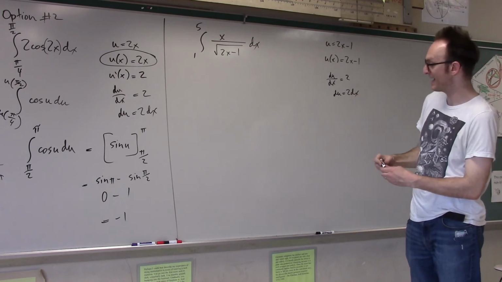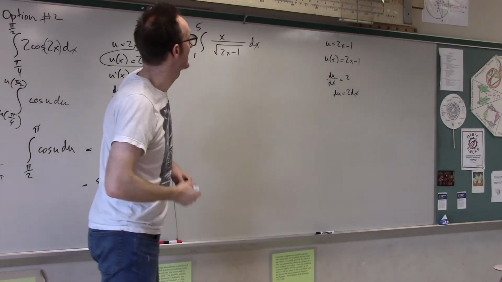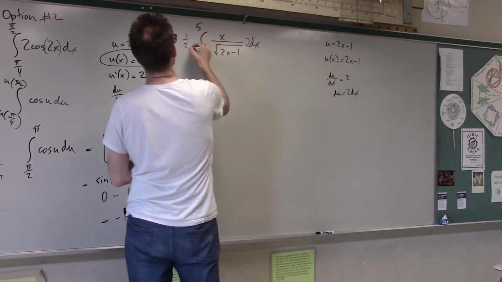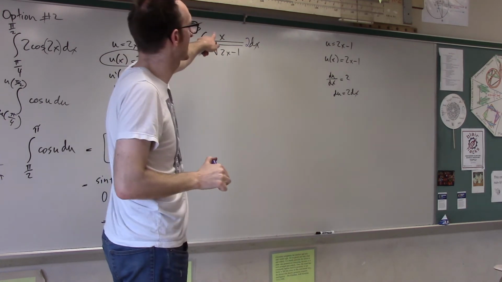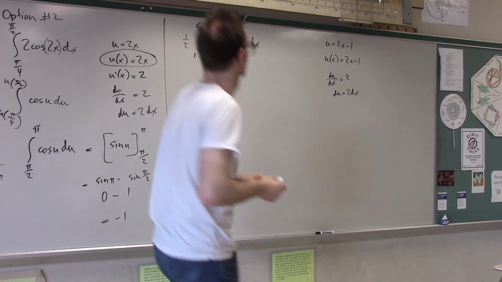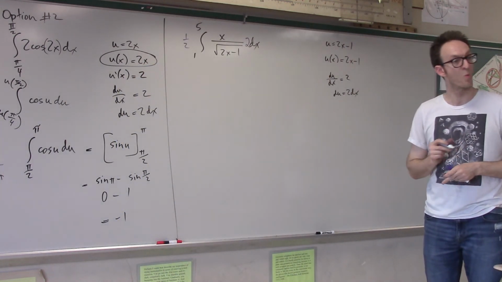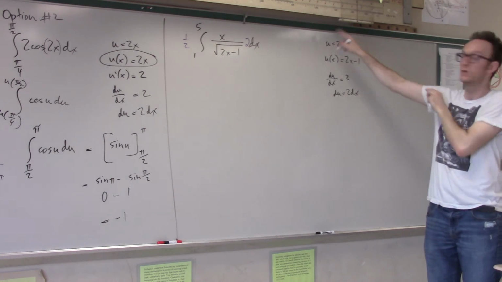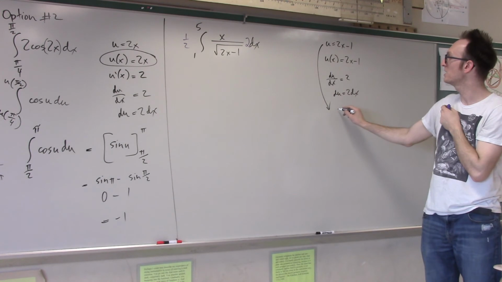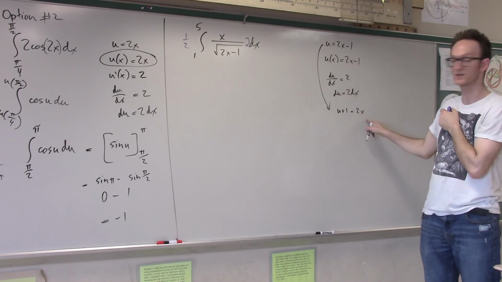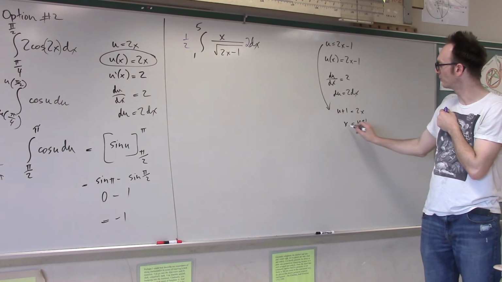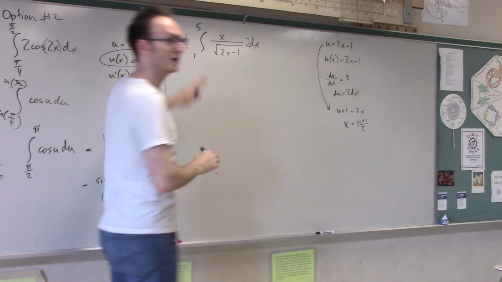Okay. Do I have a 2 in there? No. I do not. So I will stick in a 2, and I will undo the damage with a 1/2. But also that x is a little bit of a problem, right? So that's what makes this a relatively hard problem. What do I do with that x? Ignore it. Write it in terms of u. Yeah, you got to do a move, right? U is 2x minus 1, so that means u plus 1 is 2x, which means x is just u plus 1 over 2.